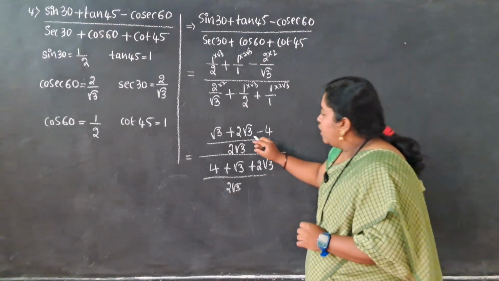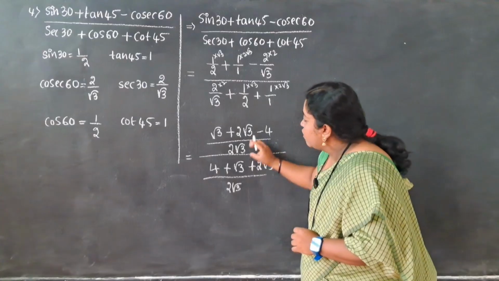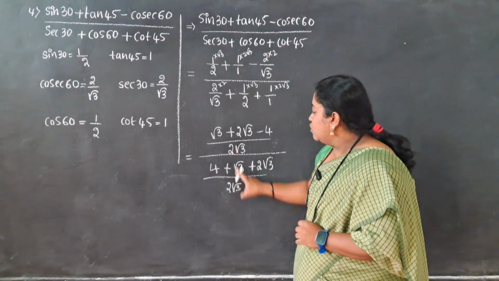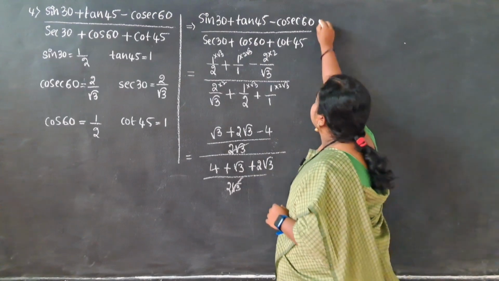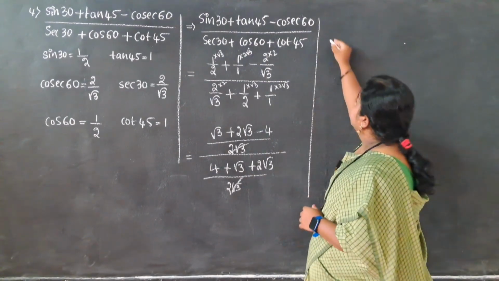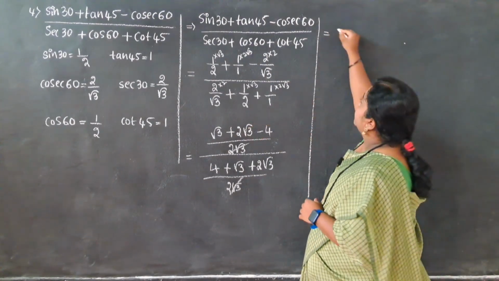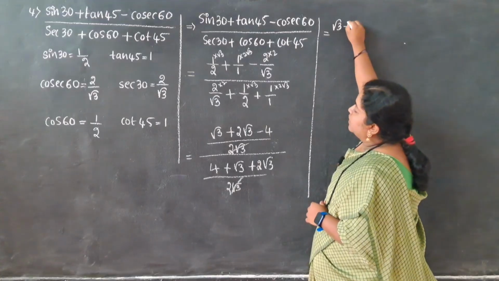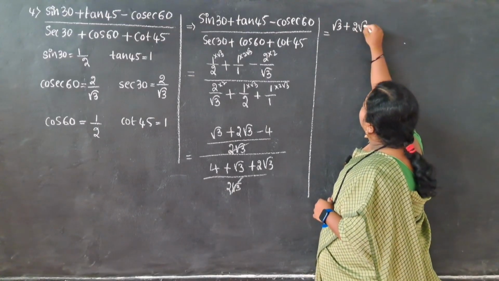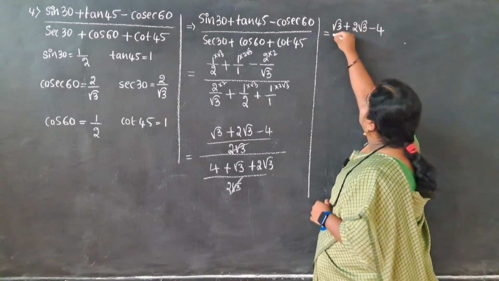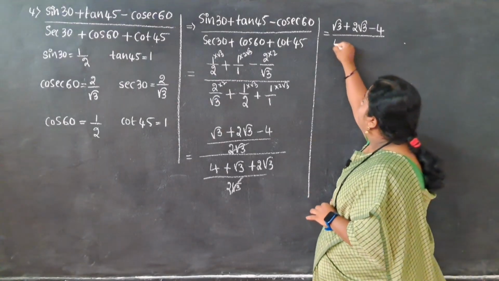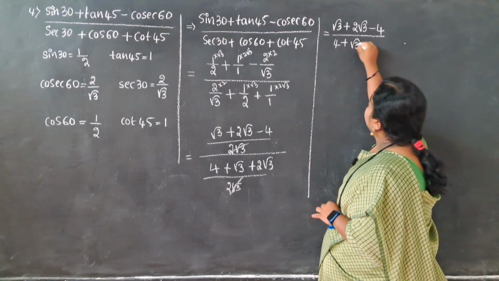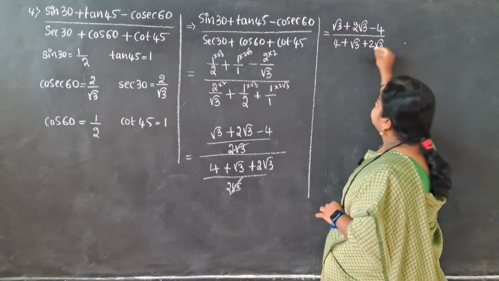Fine. So here, look at the denominator. Both the denominators are the same, 2 root 3, 2 root 3. So I'll cancel the denominator parts. Next, we'll simplify here. What is left in the numerator part? I have root 3 plus 2 root 3 minus 4 whole divided by... what is there in the denominator part? 4 plus root 3 plus 2 root 3.